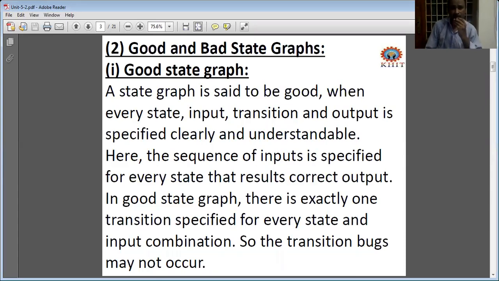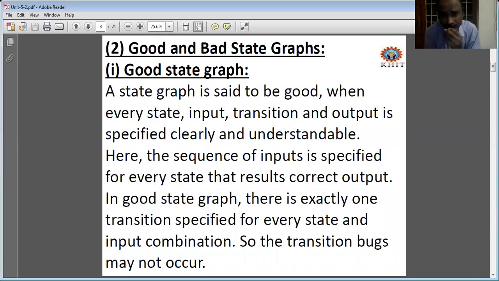A state graph is said to be good when every state, input, transition, and output is specified clearly and by understanding. So if state, input, transition, and output all are specified clearly and understandable, then it is called a good state graph.